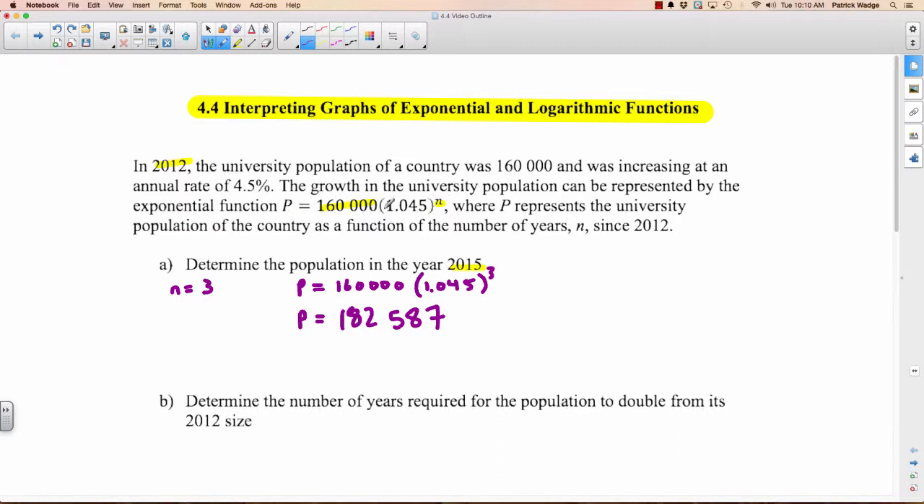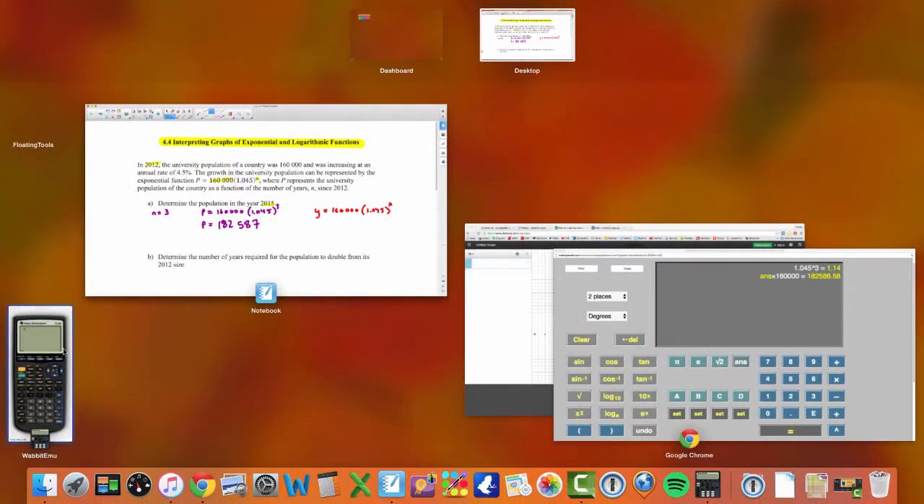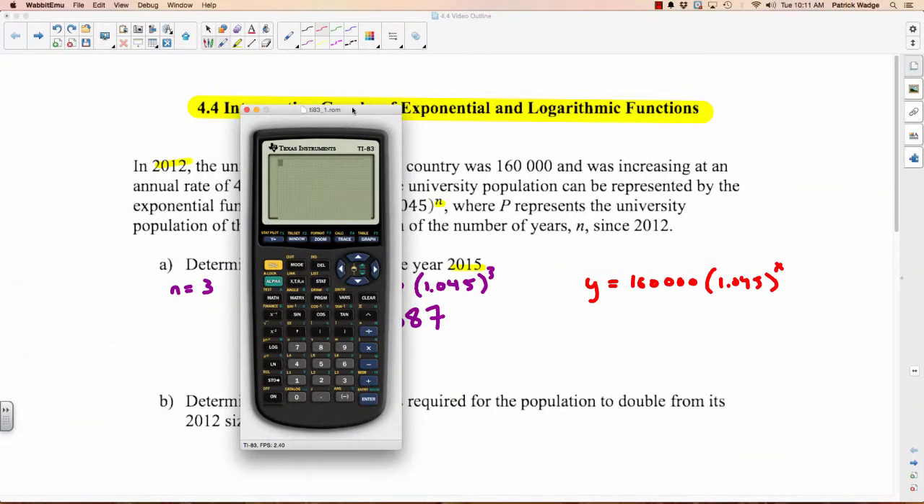Okay, there's actually another way we could answer this question, and it involves actually graphing this function here. And we might as well do that because we're going to eventually need to graph it in order to answer the second part. So first of all, when we graph on our graphing calculators, we don't have options to put p and n in there. So what we're actually going to be graphing, just so we're clear here, is y equals 160,000 times 1.045 to the, not n, but x. So I'm going to do this on the TI-83, and I'll be giving you these in class.